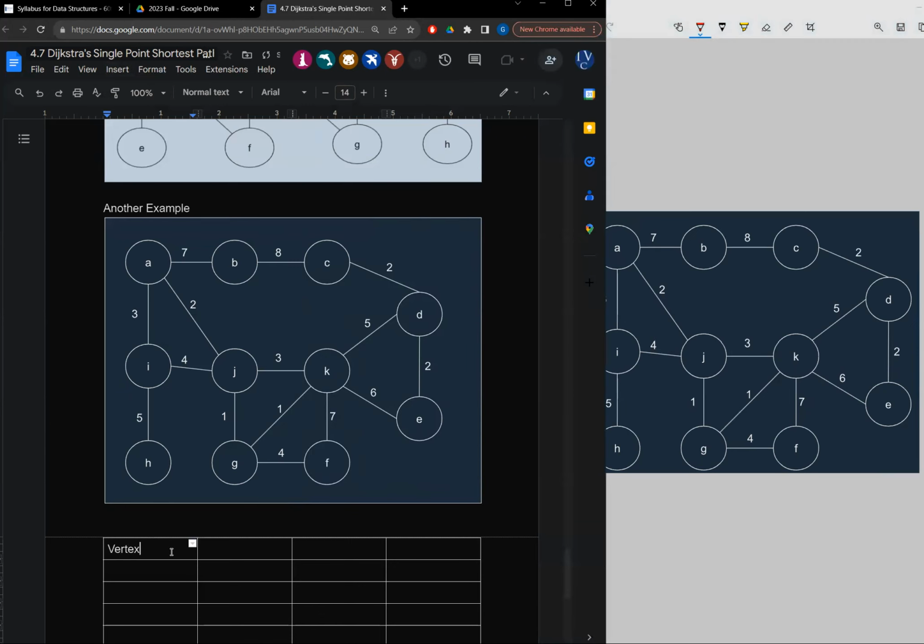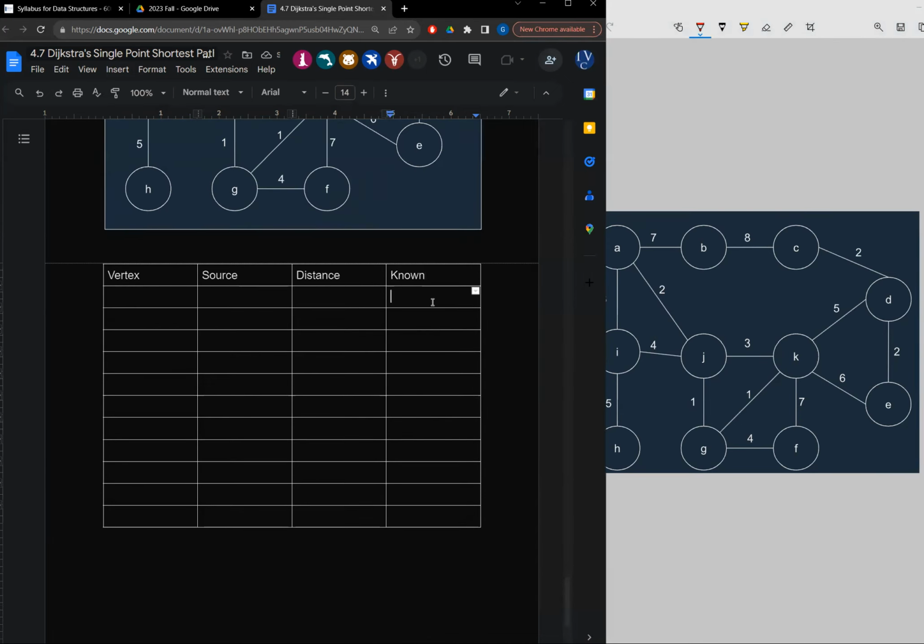All right, so I have one of the columns of vertex we're going to, how we got there, cost to get there, and if we know that's the shortest path that we can have to that vertex.